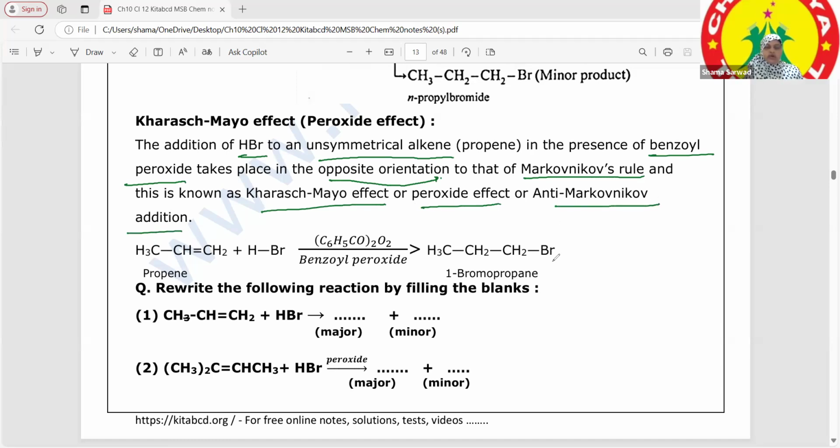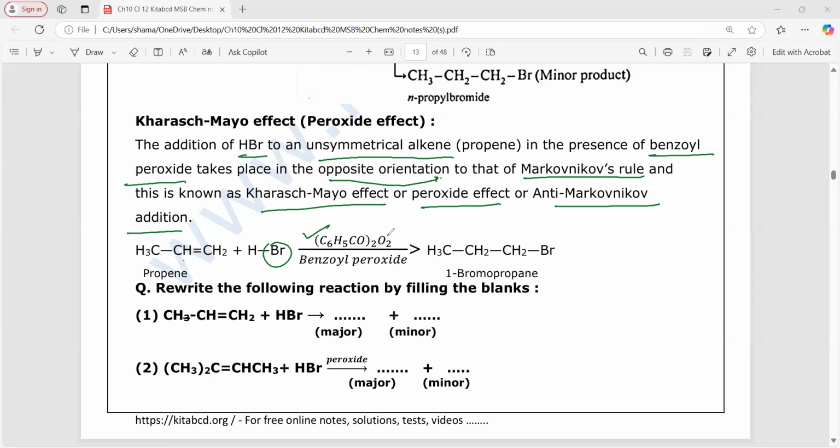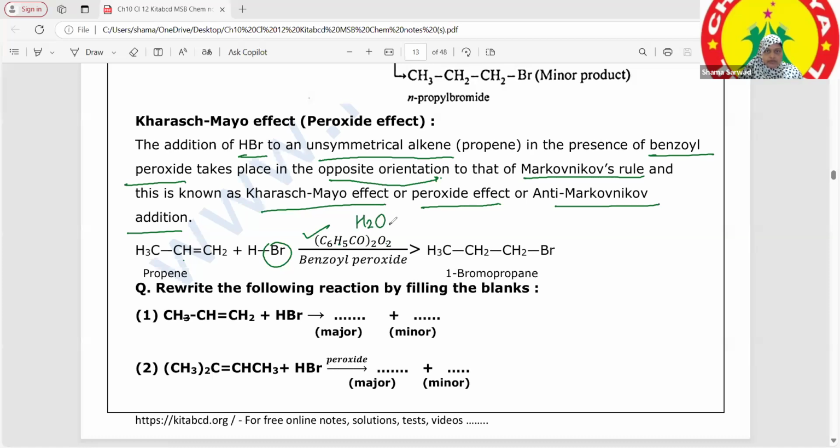According to Markovnikov, the negative part goes to the carbon which has fewer hydrogens. But if peroxide is present in the reactant, benzoyl peroxide or H2O2, either of these two, then the Br prefers to go to the carbon which has the larger number of hydrogens, and the primary product, 1-bromopropane, would be the major product.